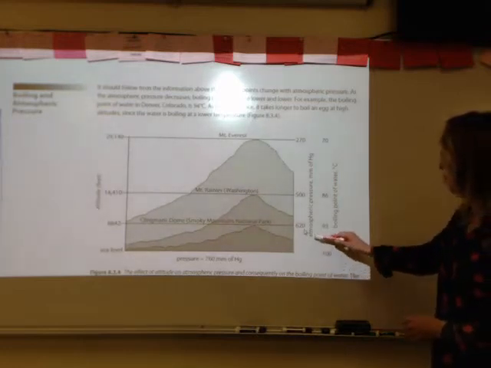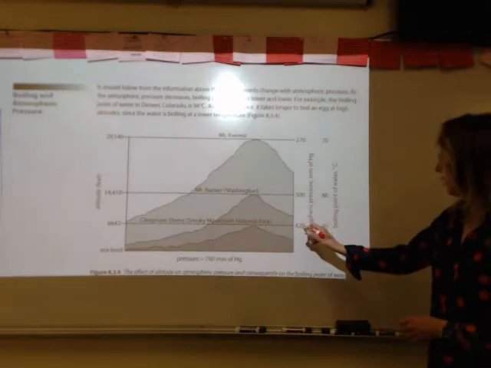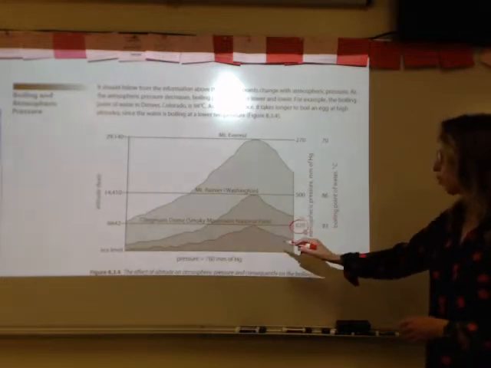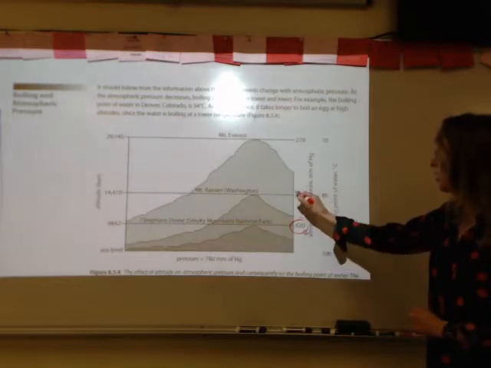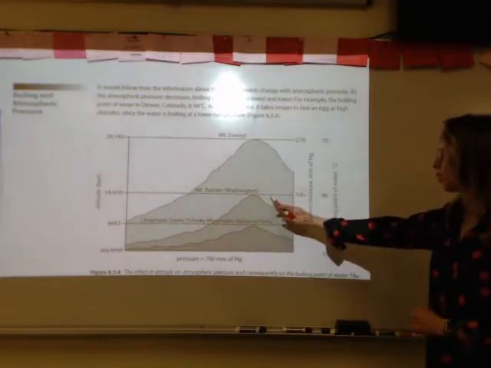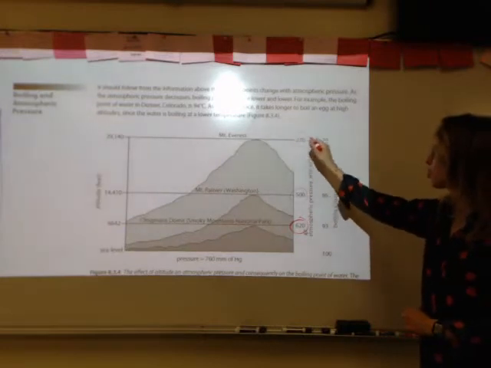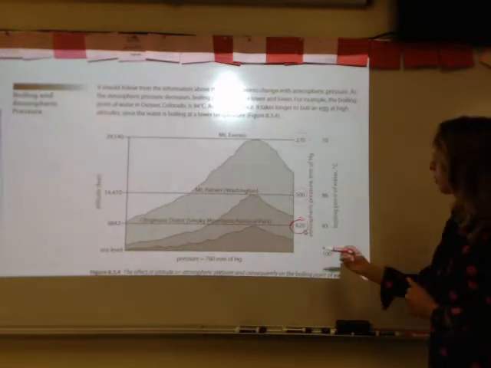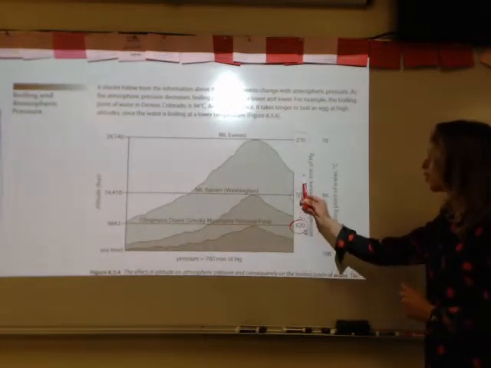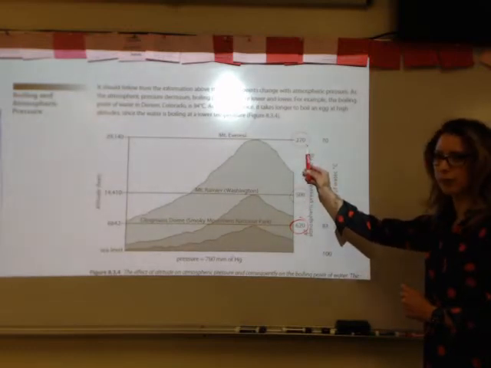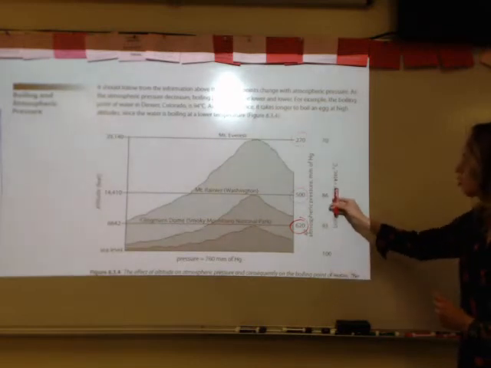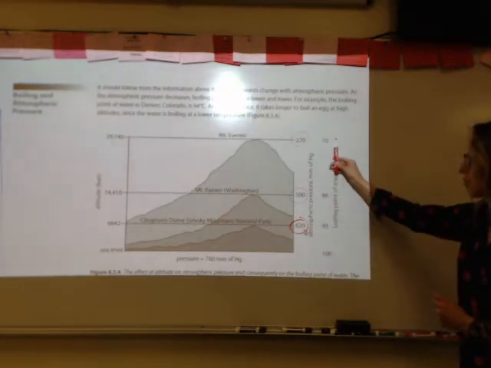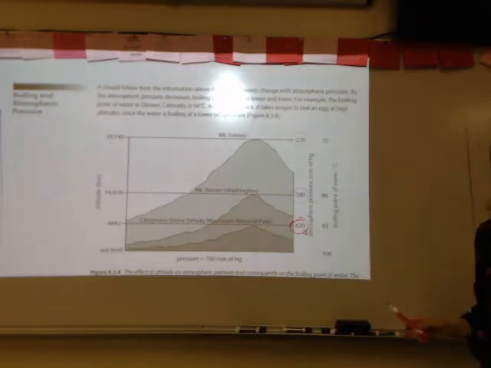Here we have the atmospheric pressure is 620 millimeters of mercury in the Smoky Mountains National Park. It's 500 millimeters of mercury at Mount Rainier in Washington, and at Mount Everest it's 270 millimeters of mercury. So the atmospheric pressure as I increase in altitude is decreasing. The corresponding boiling point of water is also decreasing as the atmospheric pressure decreases or as the altitude increases.